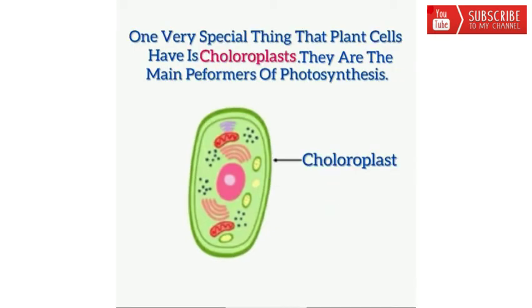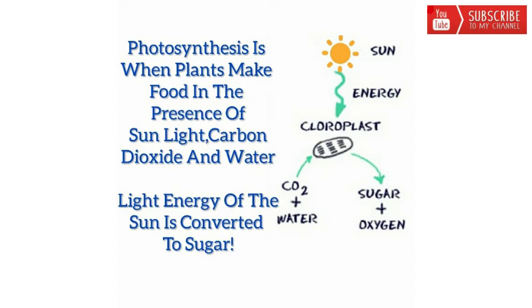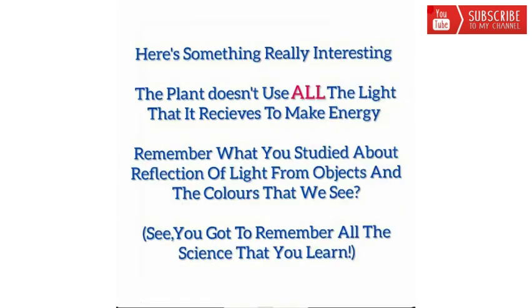One very special thing that plant cells have is chloroplasts. They are the main performers of photosynthesis. Photosynthesis is when plants make food in the presence of sunlight, carbon dioxide and water. Light energy of the sun is converted to sugar. Here's something really interesting. The plant doesn't use all the light that it receives to make energy.